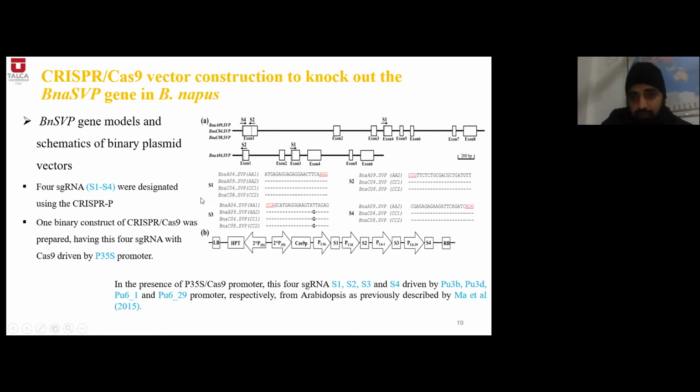You can see here that the four copies, or rather three copies, are very similar to each other, like A09, C04 and C08. These copies are very similar, but the A04 has a different gene structure, so it is treated separately in these studies.